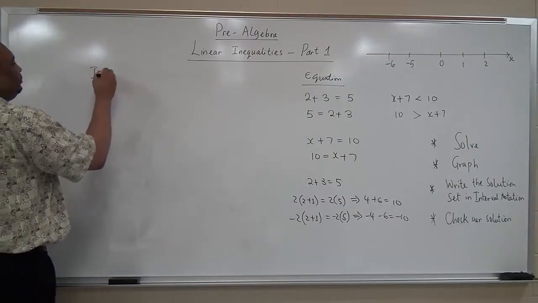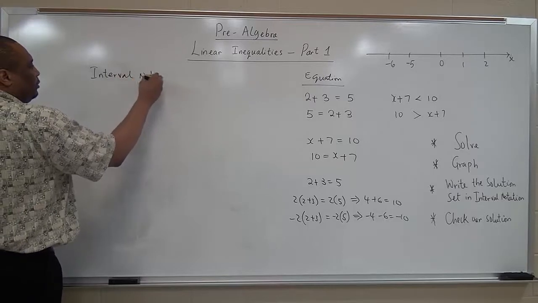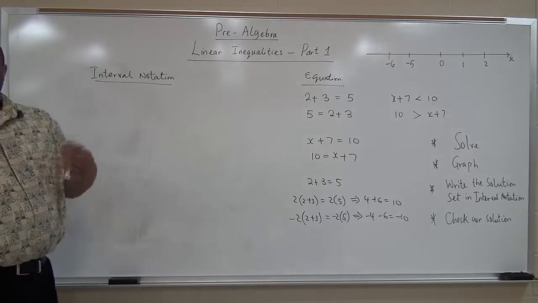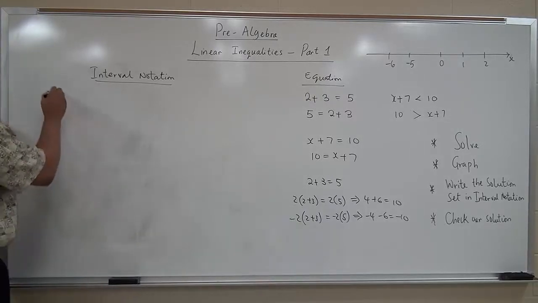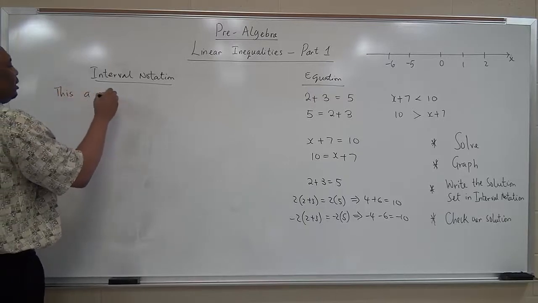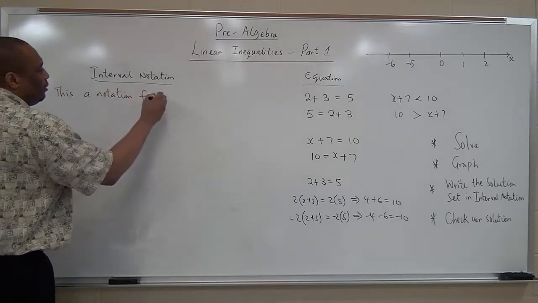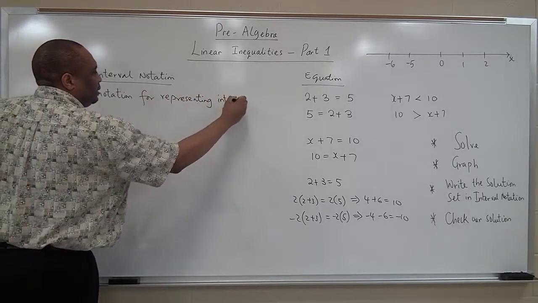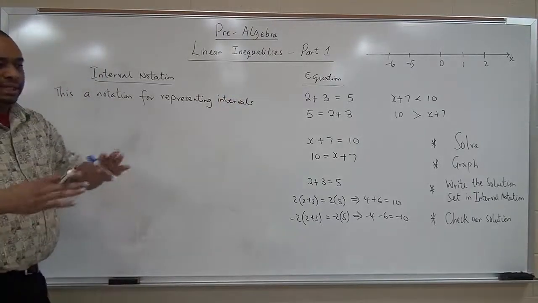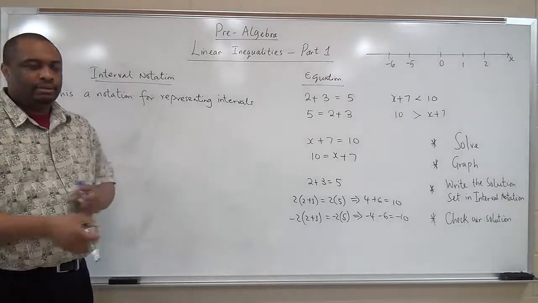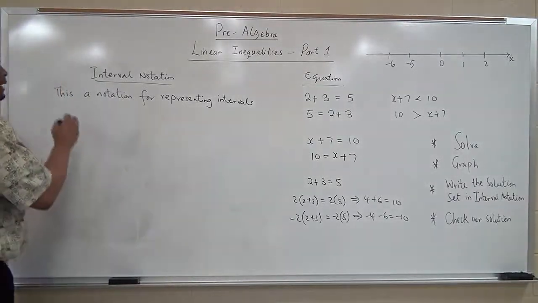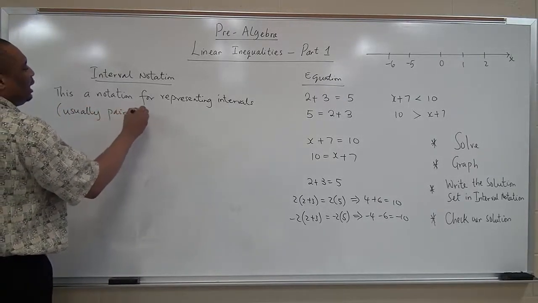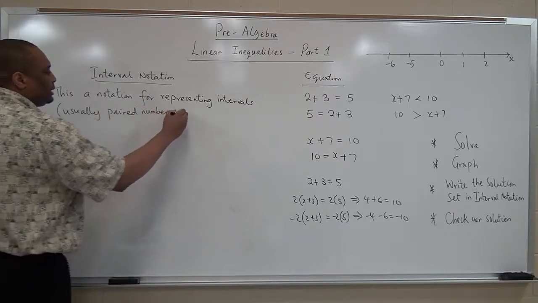Interval notation, of course, from the word, means it's a notation for representing intervals. Okay? This is a notation for representing intervals. Usually, intervals as paired numbers. Usually paired numbers. And those paired numbers are what we call endpoints.